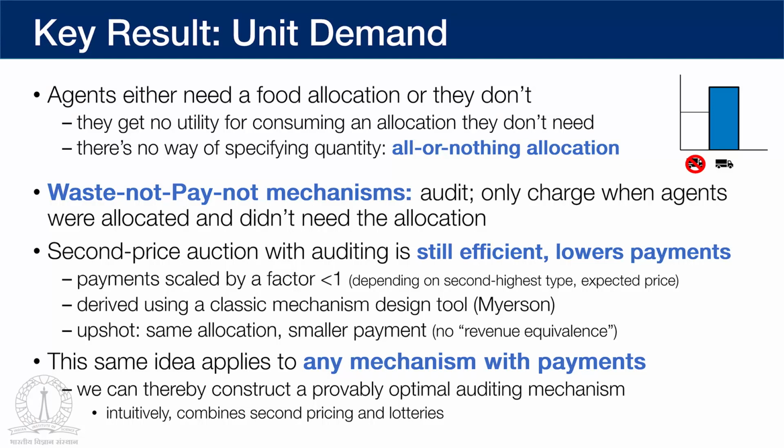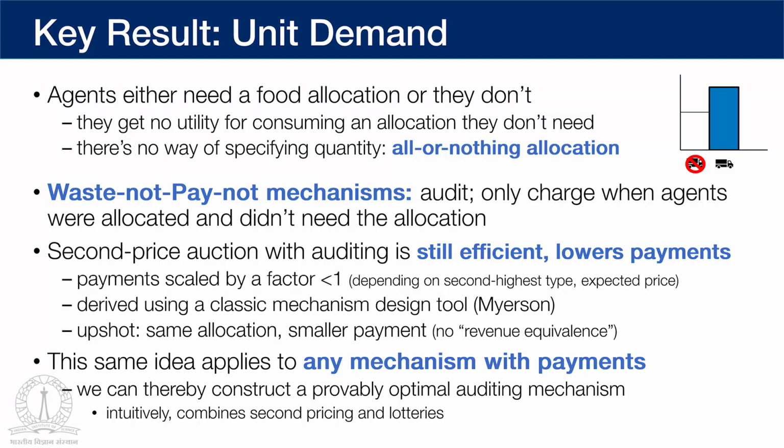We're able to derive this using the same mathematical tools that are used to derive the second price auction, so Myerson's identity for payments. But our payments scale by a factor of less than 1 that has to do with the second highest type. And we can apply this to any mechanism, but this isn't going to be the optimal mechanism in this case. So we can also derive what the optimal mechanism would be, which is a blend of a second price auction and lotteries. So we're able to characterize what the very best utility maximizing mechanism is in this setting.